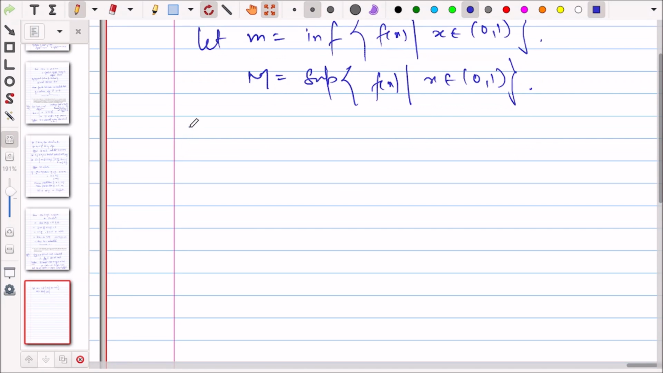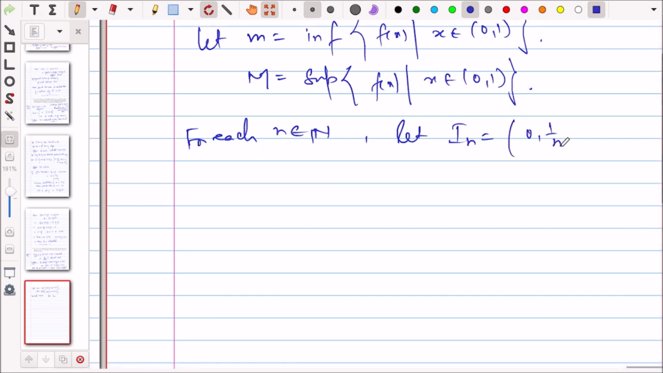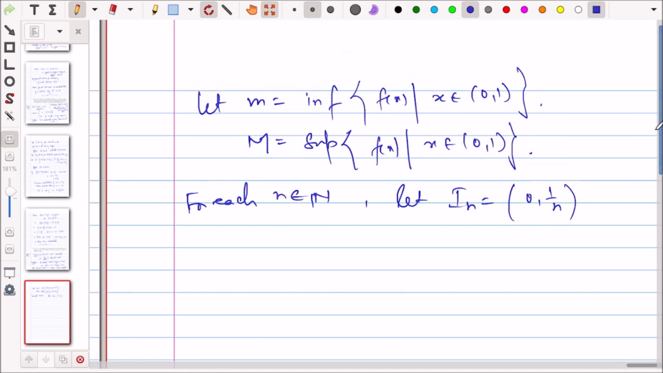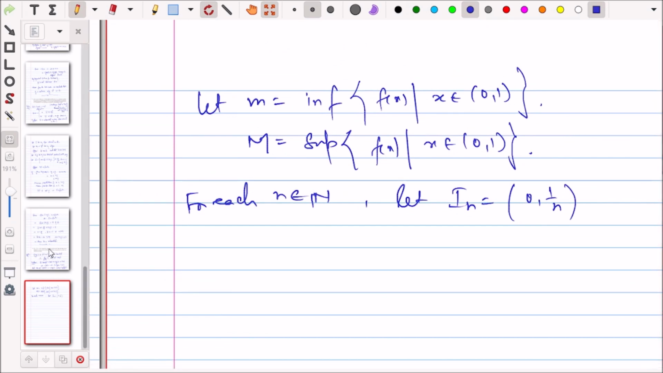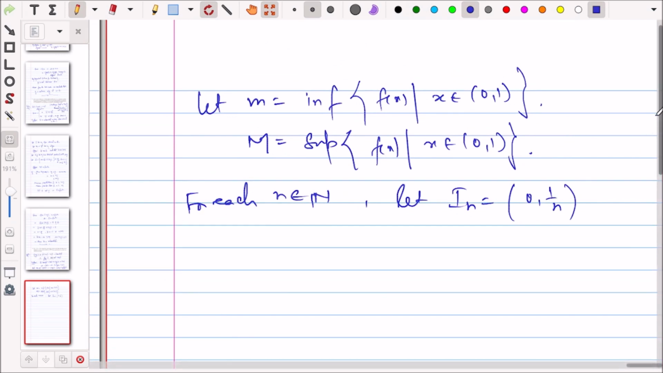Now for each n belonging to N, let In equal to (0, 1/n]. So we are considering this subset of [0,1], right? So this is contained in [0,1].